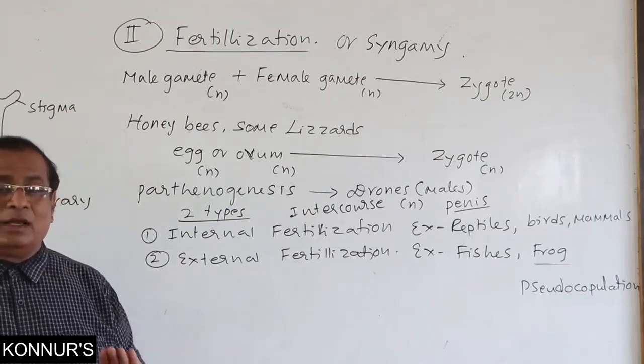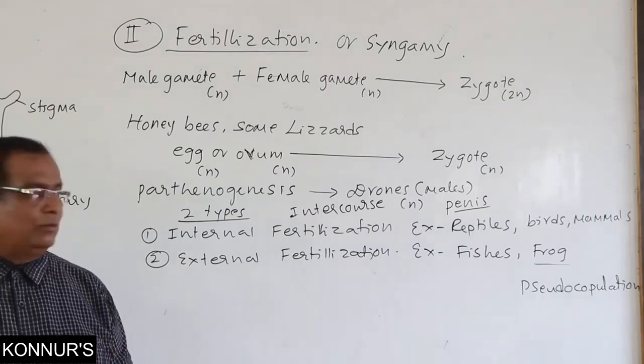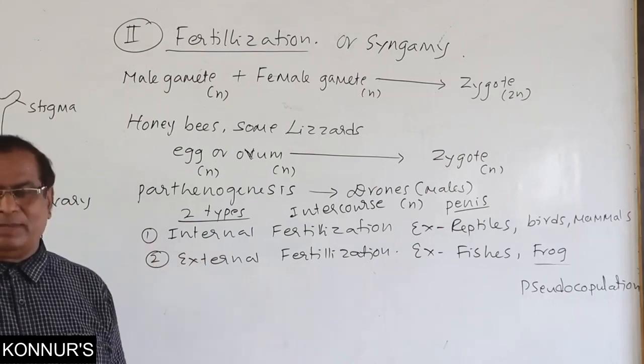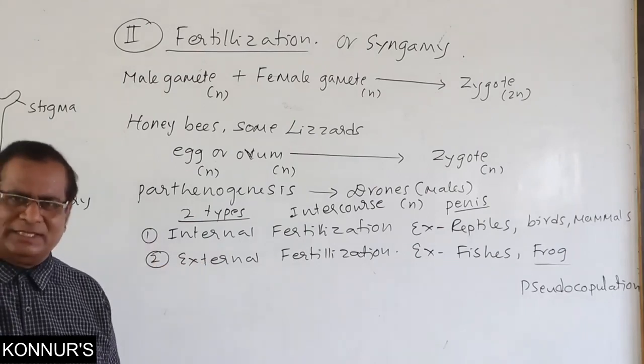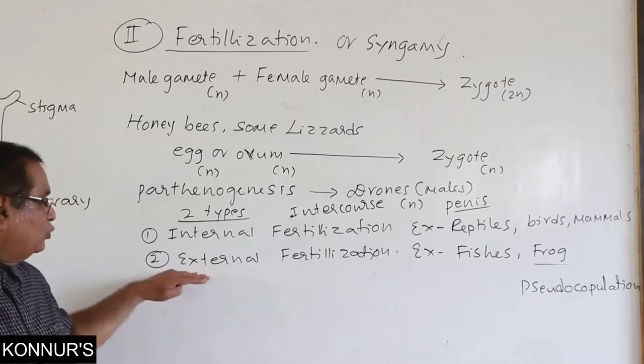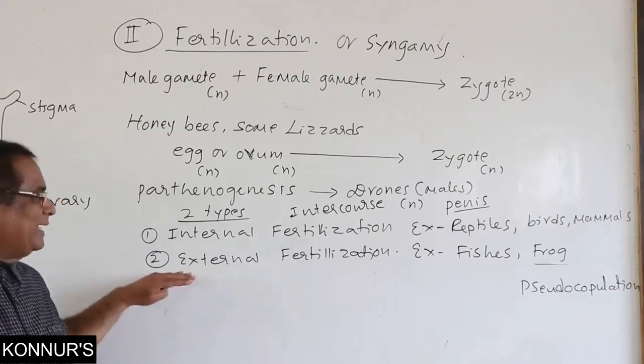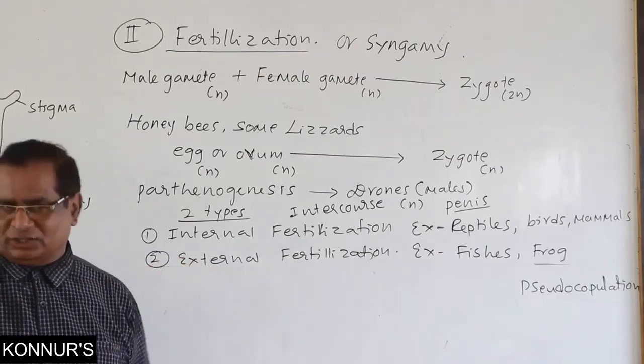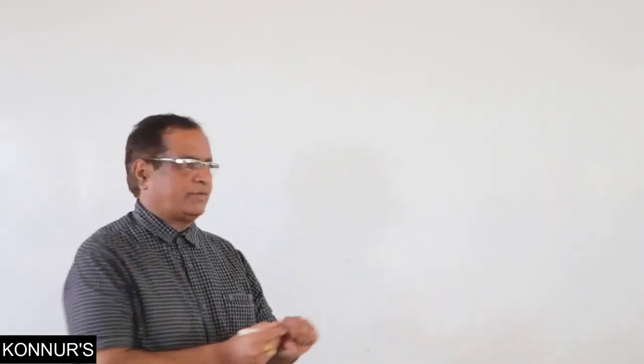Even males don't have the penis. The male genital organ, penis, is absent in the males that perform external fertilization. Already we have discussed two events: one is the pre-fertilization event, second is fertilization. Now it's time to discuss post-fertilization events.